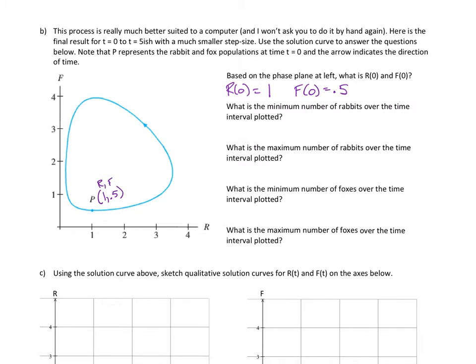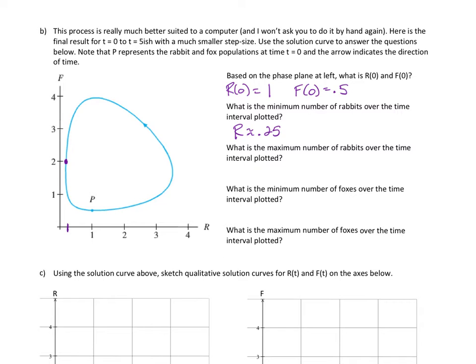What is the minimum number of rabbits over the time interval plotted? Rabbits are on the horizontal axis, so I want to find the point on this curve that is the furthest to the left. The furthest point to the left might be right here, and the R coordinate looks like about 0.2, maybe 0.25. So the minimum number of rabbits is approximately 0.25.